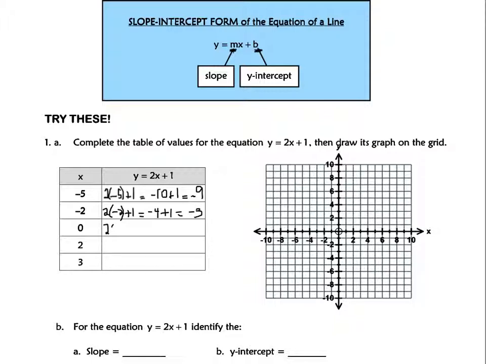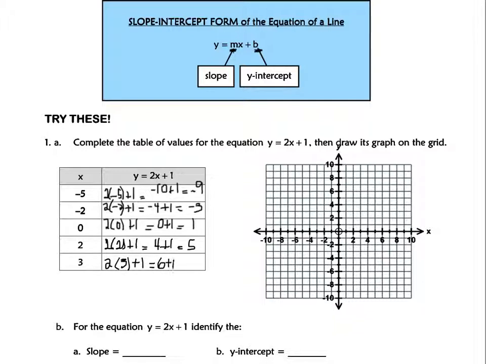2 times 0 plus 1 is 0 plus 1, which is 1. 2 times 2 plus 1 is 4 plus 1, or 5. And 2 times 3 plus 1 is 6 plus 1, or 7.